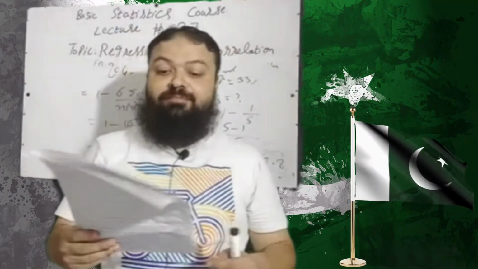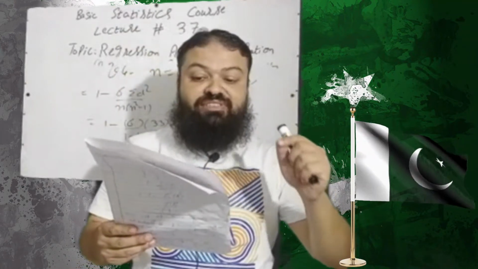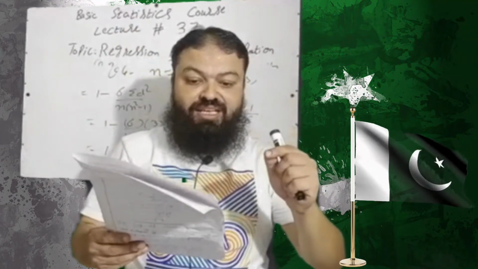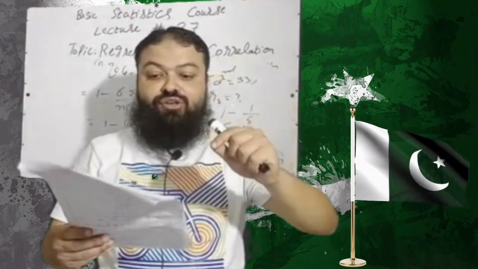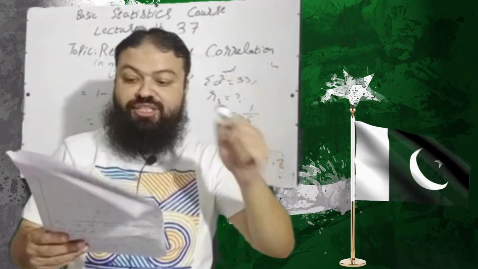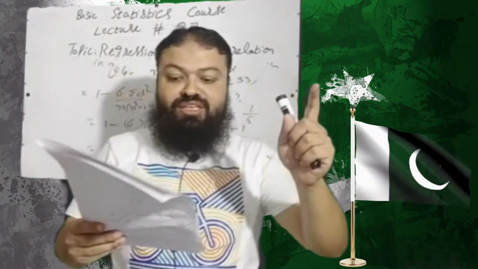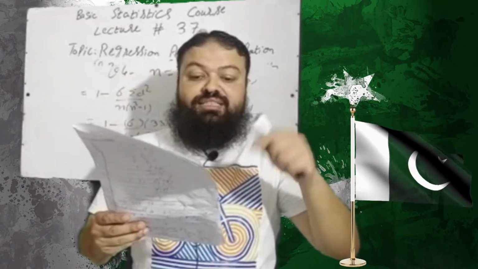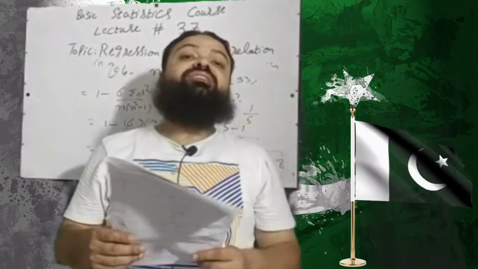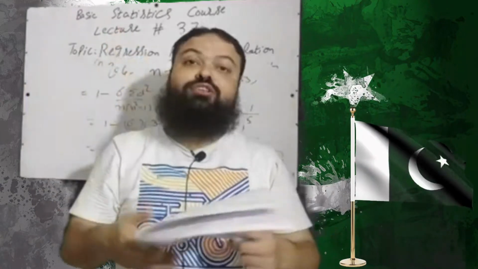Question number 7. If the ratio of change between two sets of variables is the same, then it is called A. Linear correlation, B. Non-linear correlation, C. Negative correlation, D. Curve linear correlation. Linear correlation is the correct option.